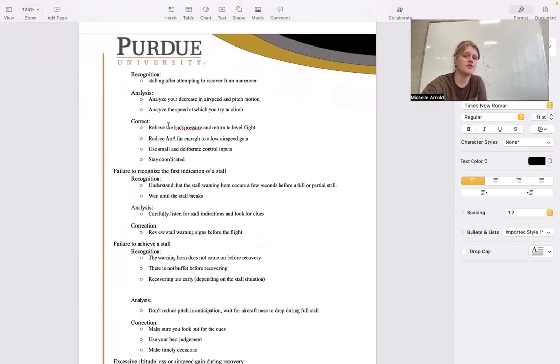So yeah, so to correct that, just relieve the back pressure to return to level flight. You shouldn't be doing anything too drastic. And you want to make sure you reduce the angle of attack far enough and for long enough that you allow the airspeed to increase again.